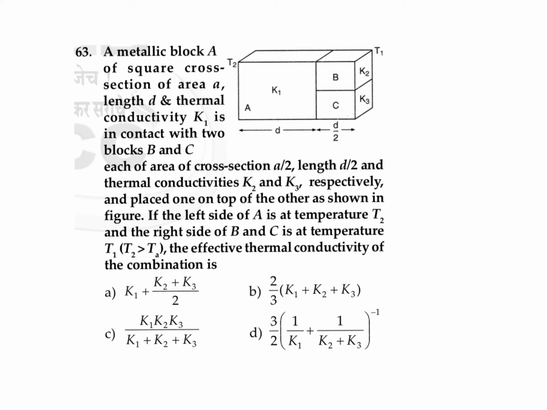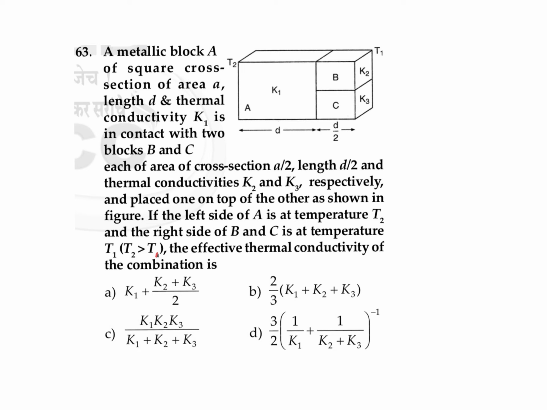In this question, it is given that a metallic block A of square cross-section area A, length D and thermal conductivity K1 is in contact with two blocks B and C, each of area of cross-section A by 2, length D by 2 and thermal conductivity K2 and K3 respectively, and placed on top of the other as shown in figure. If the left side of A is at a temperature of T2 and right side of B and C are at a temperature of T1, where T2 is greater than T1, the effective thermal conductivity of the combination is.